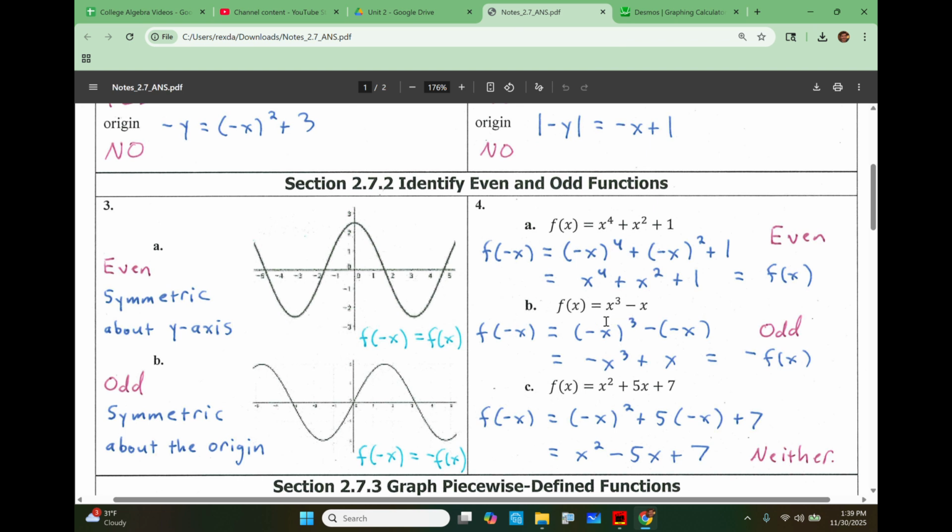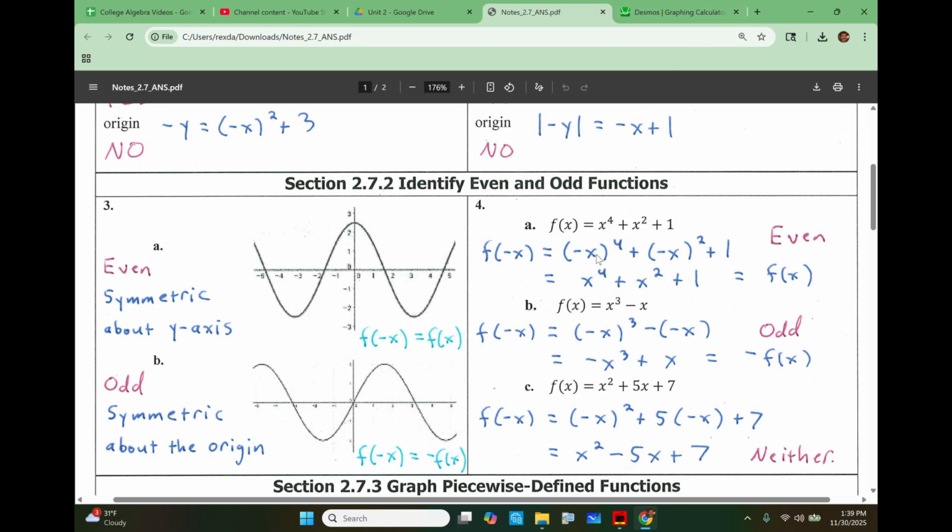Replace the x with a negative x. Well, if I do that, I get this and I get this. Negative x cubed is negative x cubed on the outside, and this would be plus x. You can factor a negative out of both terms, and there'd be negative parentheses x cubed minus x. So what that means is f of negative x is equal to the negative of f of x. That's a proof that that is an odd function with origin symmetry.